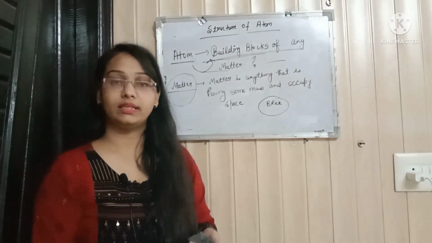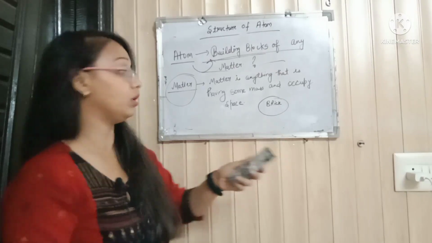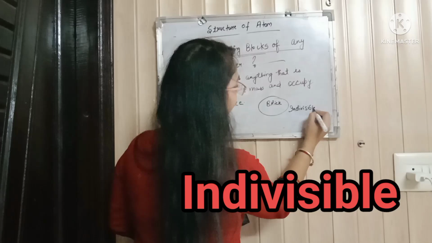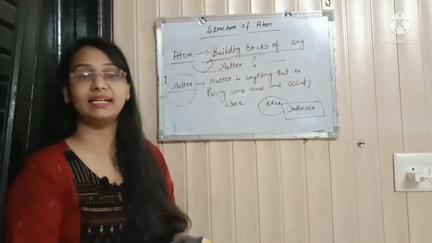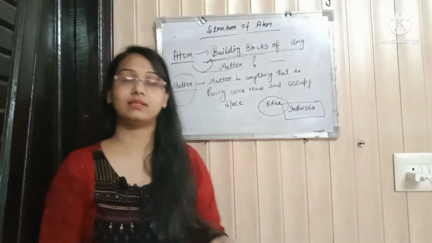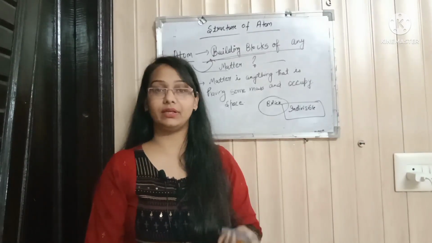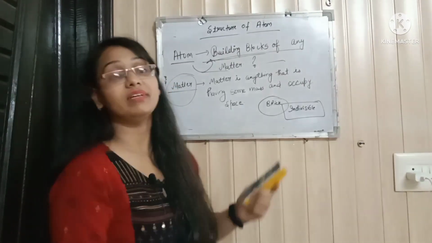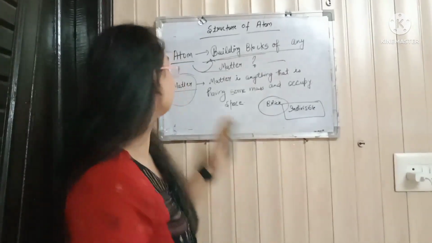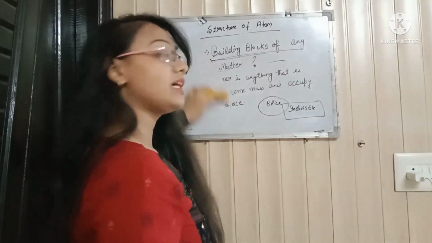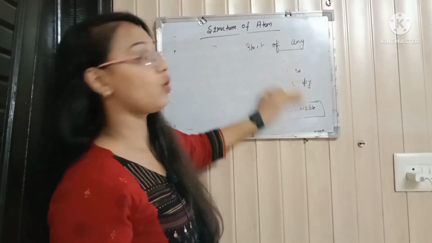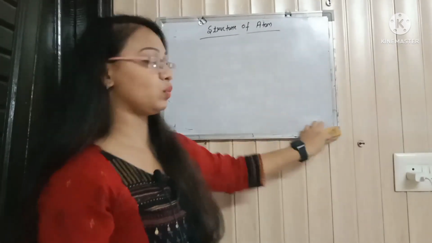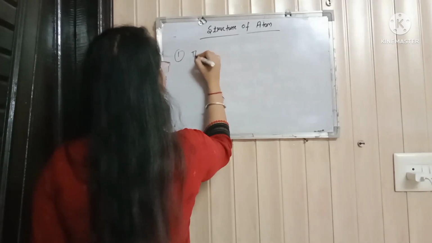Also, according to Dalton, we cannot divide an atom at all. They are indivisible. But later on, scientists discovered subatomic particles like electrons, protons, and neutrons, due to which this model failed because according to it, we cannot divide the atom at all. Many scientists did their experiments to explain the structure of atom. Let us talk about them one by one, and we will start with the Thomson model of atom.